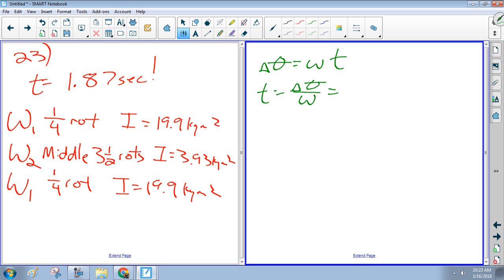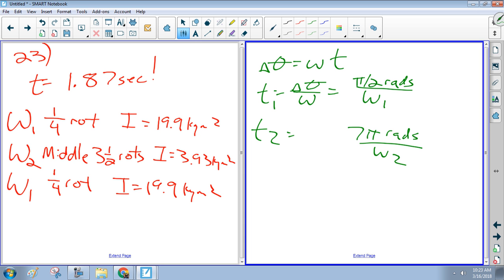So our delta theta is what? 2 pi over 4. So pi over 2 radians times omega 1. So that's time number 1, right? Yeah. Time 2 is what? 3.5 rotations. So 3.5 times 2 pi is what? 7 pi over omega 2. And then this is going to double it, right? So I basically need to double this, right?